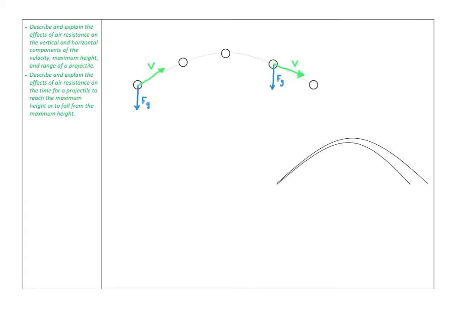So let's examine the nature and the direction of this air resistance force a little bit more. If we imagine a projectile going through the air here, just picking a couple of points, we've got the velocity vector going in the direction of motion at any point. And we've got gravity always acting straight down on that projectile. Now, the force due to air resistance will always act in the opposite direction to the velocity vector. So let's call this drag.